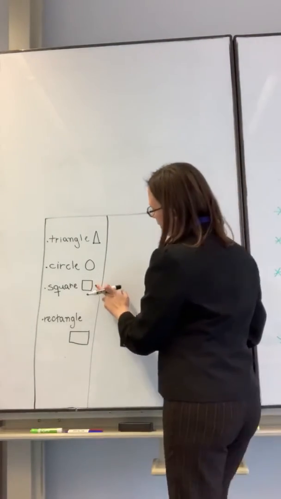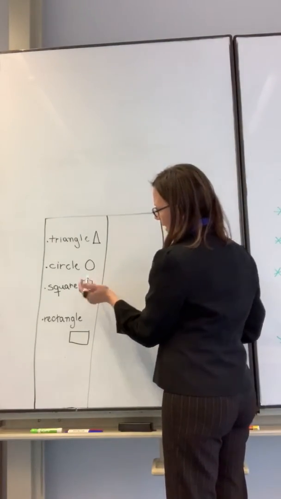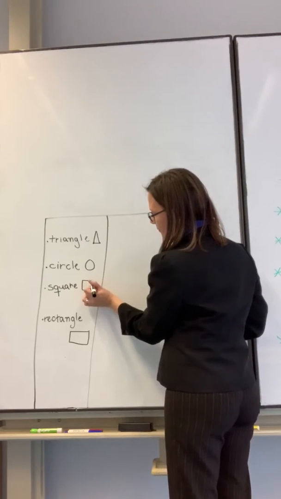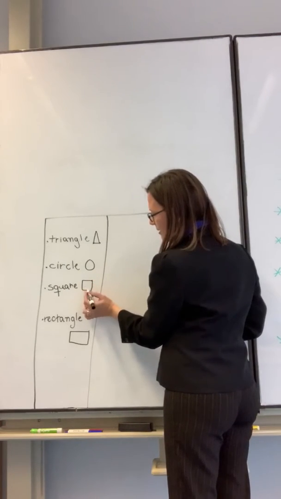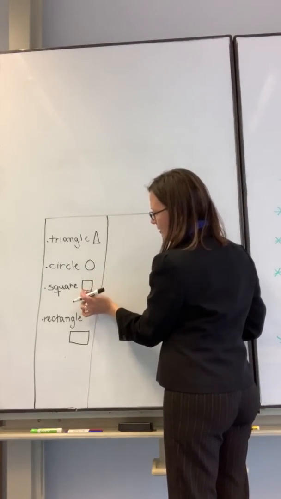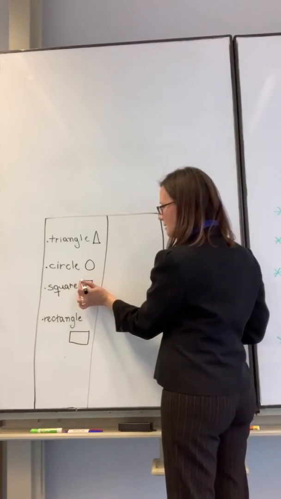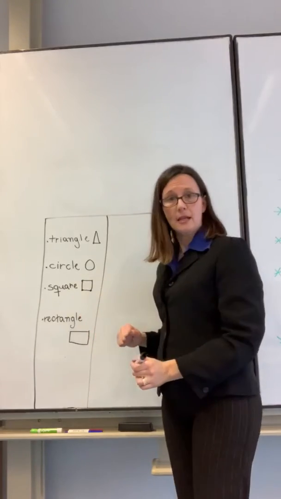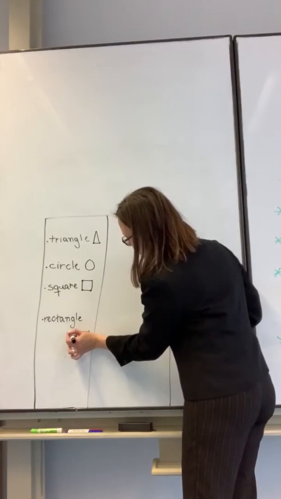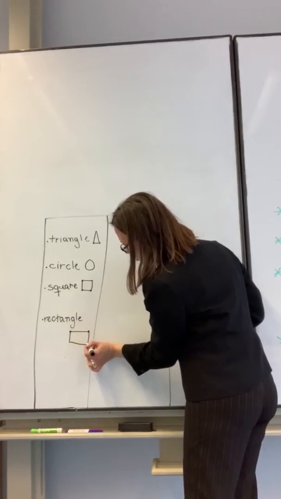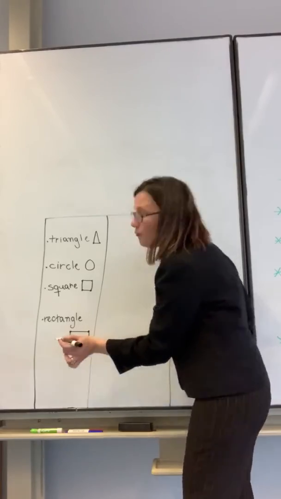Now let's look at the square. This line is touching this line, so that makes 1 side. This line is touching this line, that makes 2 sides. This line is touching this line, that makes 3 sides. And this line is touching this line, that makes 4 sides. And the same for the rectangle. The rectangle also has 1, 2, 3, 4 sides.